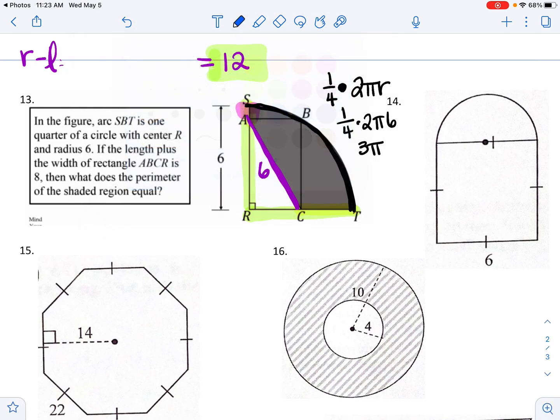And this section right here is the radius minus the width, right? But we also have to include this section here, which is the length, and this section here, which is the width. I know this, I don't know how this works or why this worked.